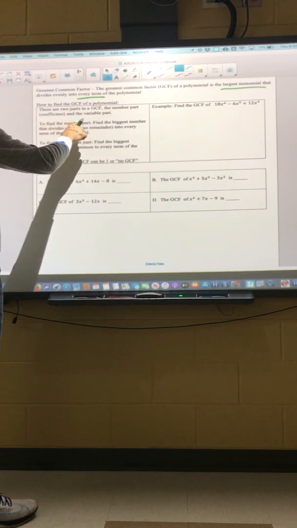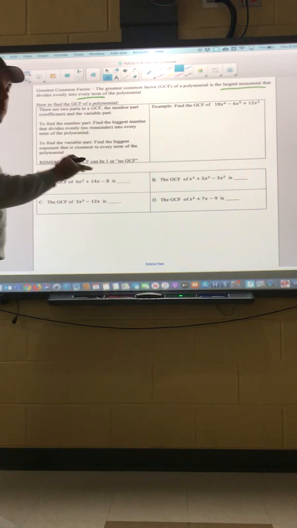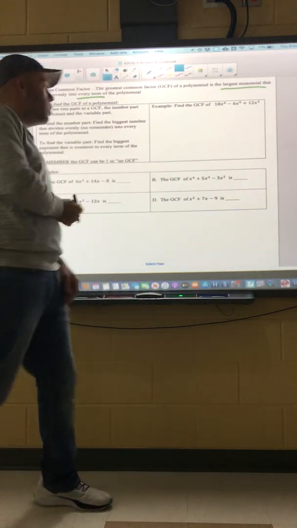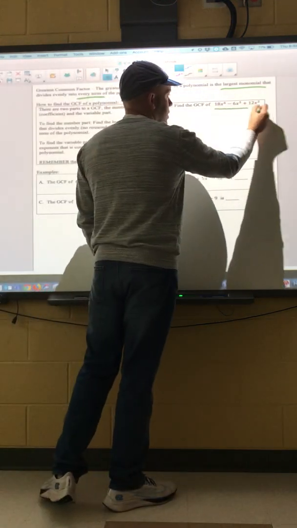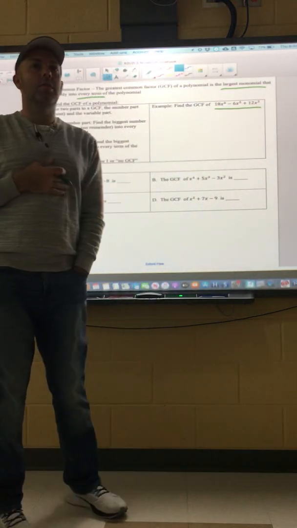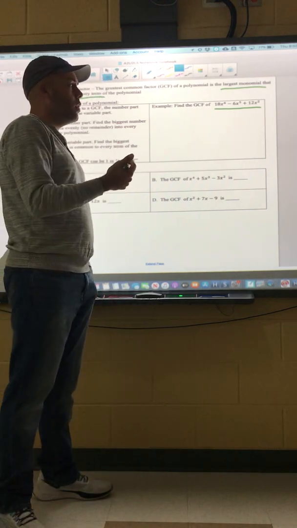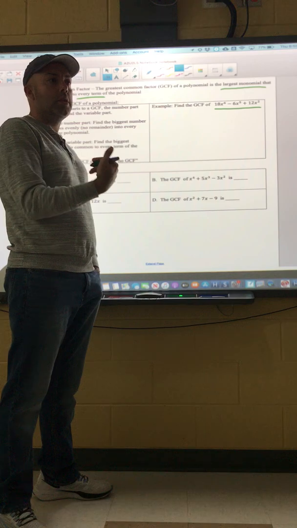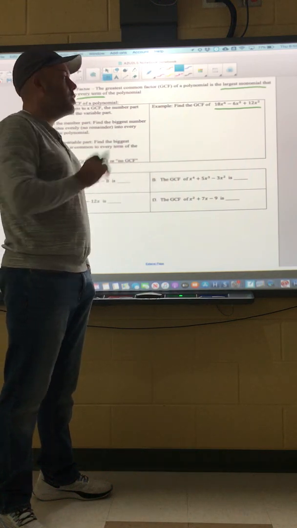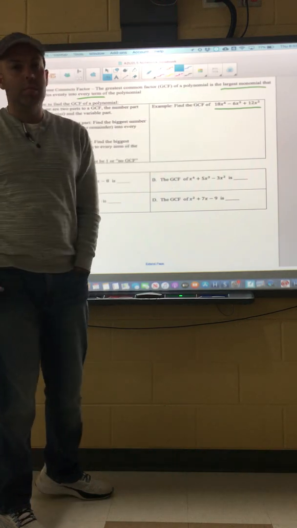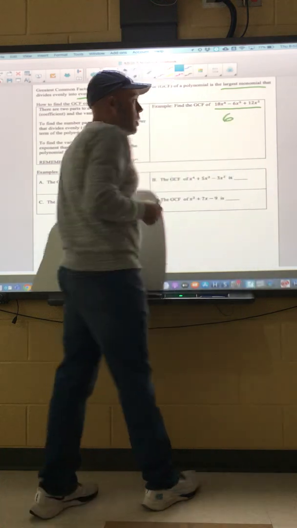To find the number part, find the biggest number that divides evenly, meaning with no remainder, meaning we would never get a decimal, into every term of the polynomial. Here we see 18, negative 6, and 12. We could divide them all by 2, but that would just be a CF, or a common factor. We want the greatest common factor. The biggest number that divides into 18, 6, and 12 is 6, so we're going to put a 6 there.